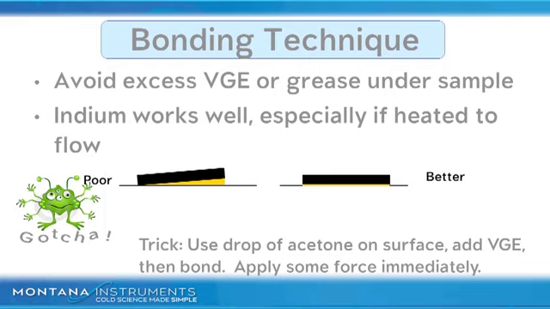Here's one trick that may be useful. Put a drop of acetone on the surface of the part. Then as you add VGE, the acetone thins it immediately. So you have a little more time to position the part before it sets up. And also the layer will be a little bit thinner.